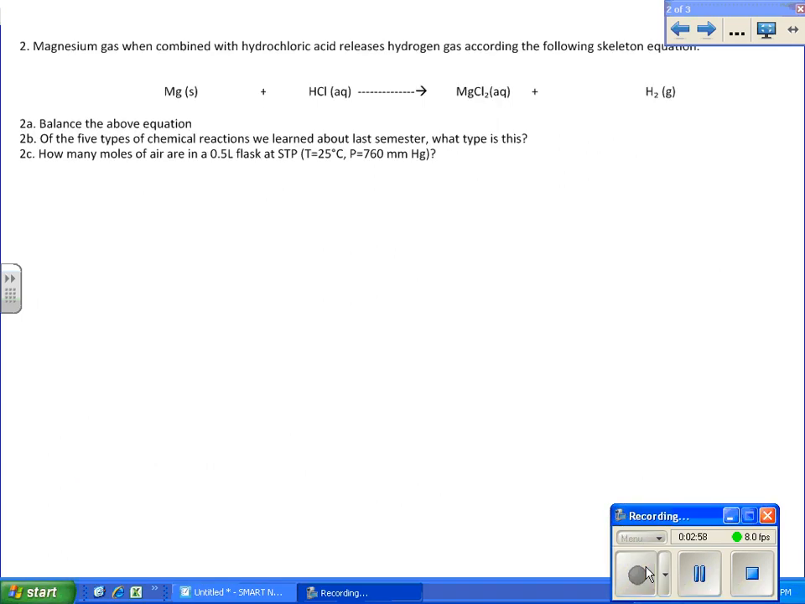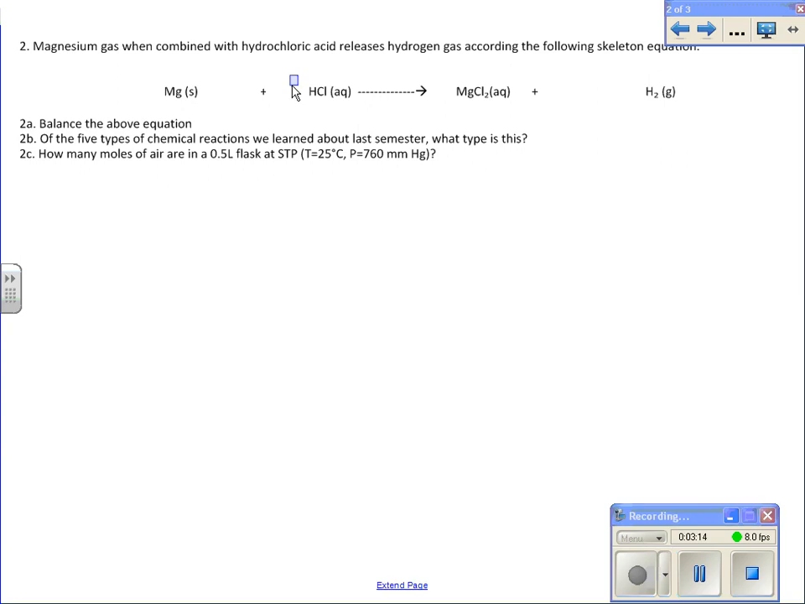Okay, so the next question on the short answer is sort of a mastery chemistry problem in this case. You have to incorporate a lot of what we've already learned. So magnesium, when combined with hydrochloric acid, releases hydrogen gas according to the following skeleton equation. First, balance the above equation. Shouldn't be too difficult for us. The balanced equation would simply look like that, right? Everything is balanced. One magnesium, two hydrogens, two chlorines on each side of the equation.